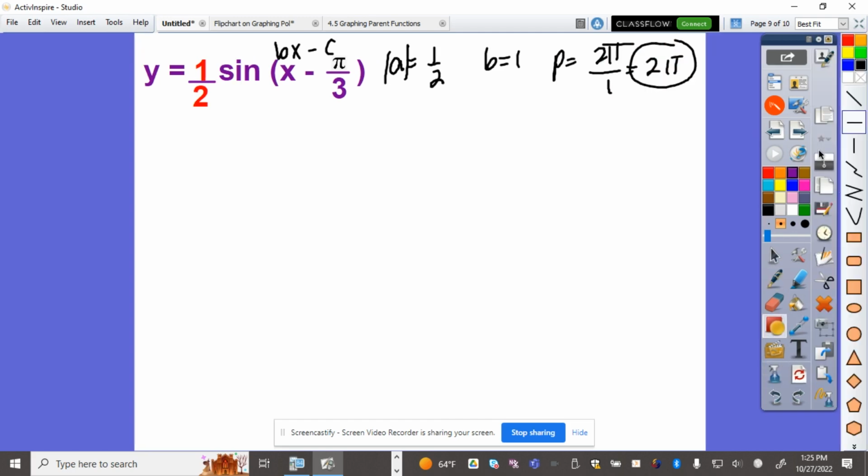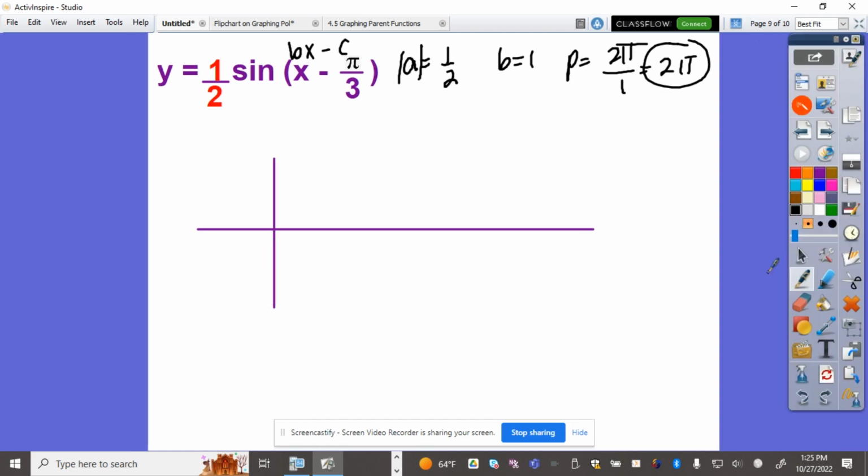And let's draw the graph here. So let's say this is my x and this is my y. So the length from the initial endpoint of one cycle to the last one should be 2 pi. So how do we do it? Again, we just have to grab the bx minus c. So x minus pi over 3 is equal to 0. The other one is x minus pi over 3 is equal to 2 pi.